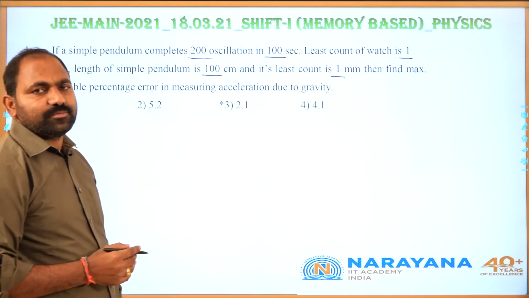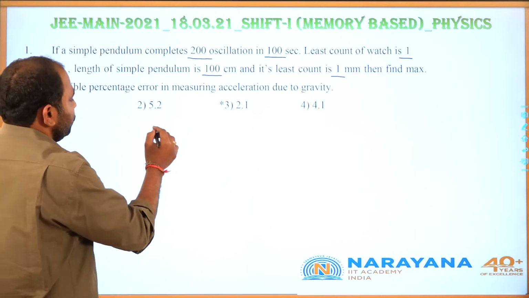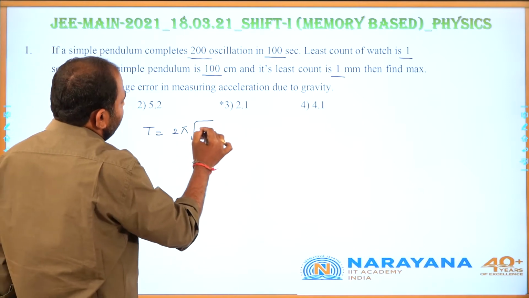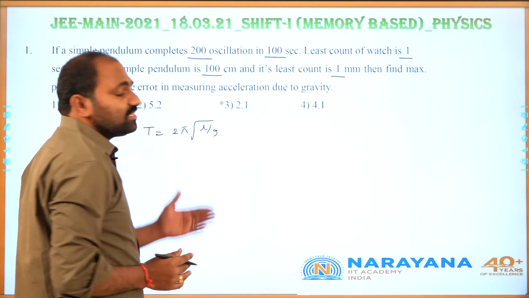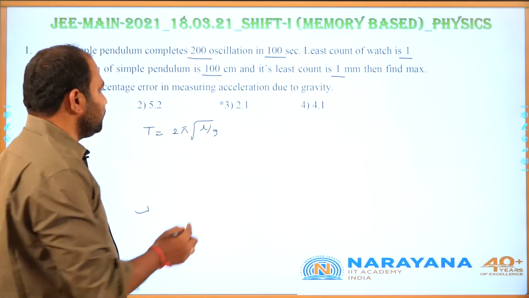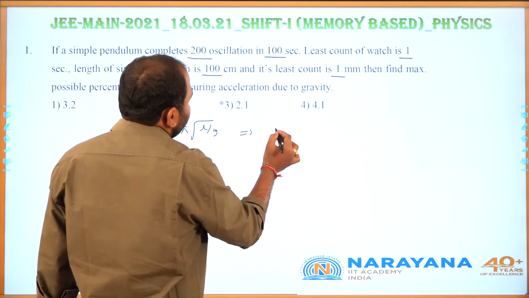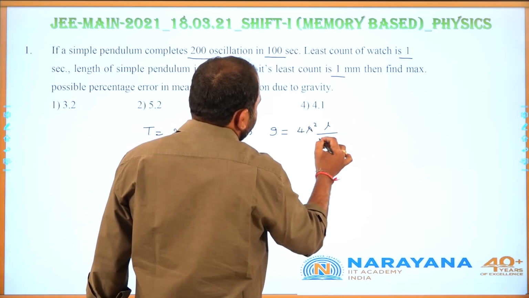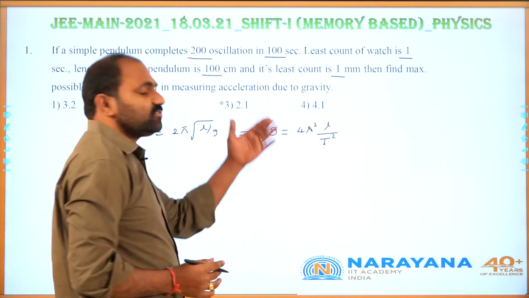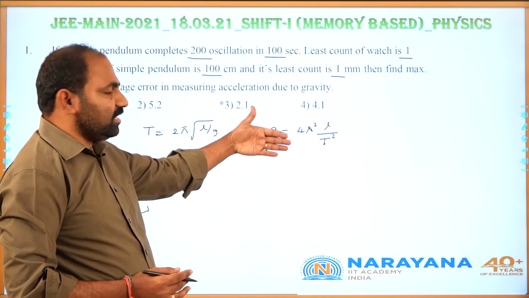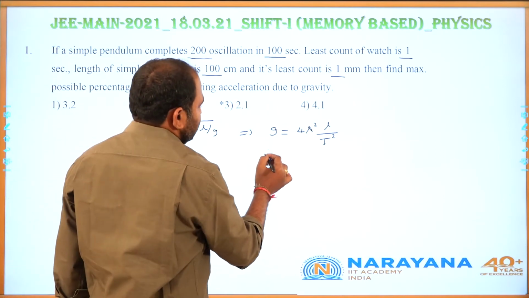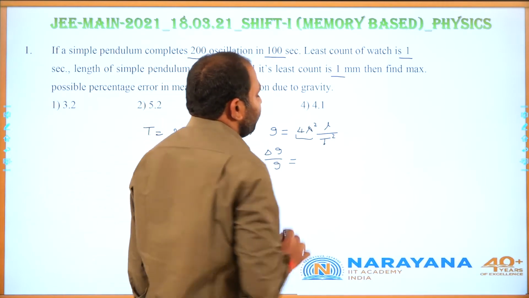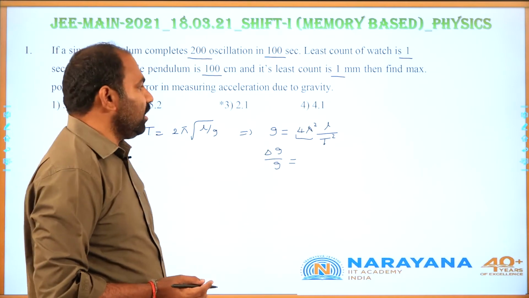We know that the general expression for the time period of a simple pendulum is T equal to 2 pi into square root of L by g. Let us rewrite this expression in terms of g. So g equal to 4 pi square into L by T square. Now let us find the percentage error in the calculation of g. So let us write this as delta g by g. We know that 4 pi square is a constant quantity, so there will be no error in that.